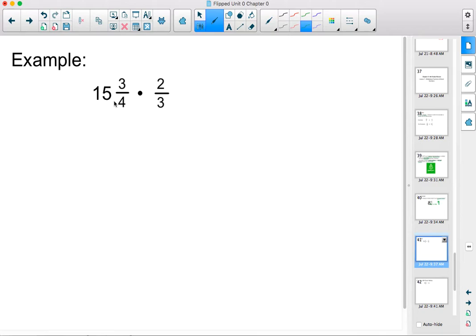You need to remember to change them both to fraction form, right? So 4 times 15 is 60, plus 3 is 63. Bring down the 4. 2/3 is already in fraction form, so that makes us really happy. Nothing really to do there.